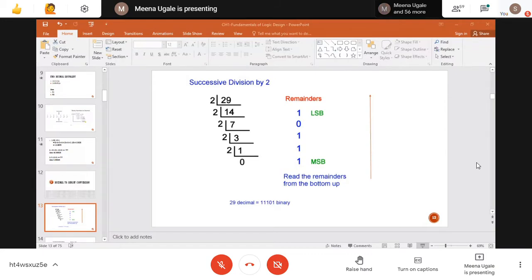Read the remainders from bottom to top, starting from the bottom: 1, 1, 1, 0 and 1. That is your final answer for this one. I hope you are following me. Every time you divide by 2, and then finally you will get the answer.